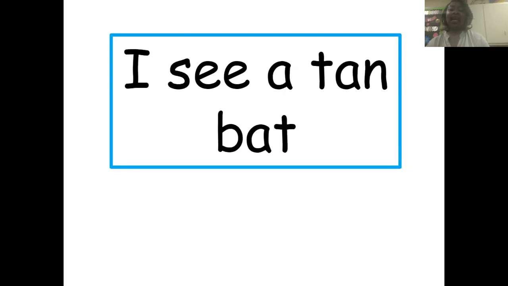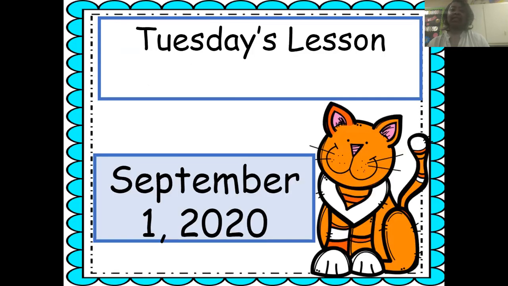I see a tan bat. What's missing in this sentence? Let's see. I have a capital letter. It tells me a complete thought, but I don't have a punctuation mark at the end. So there's my period to make it a complete sentence.